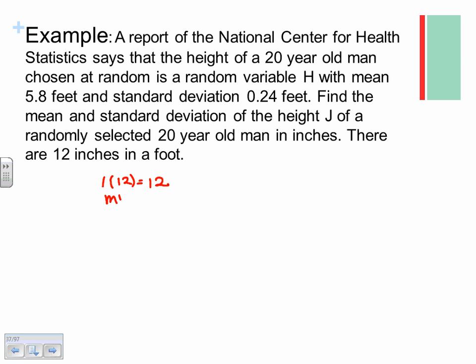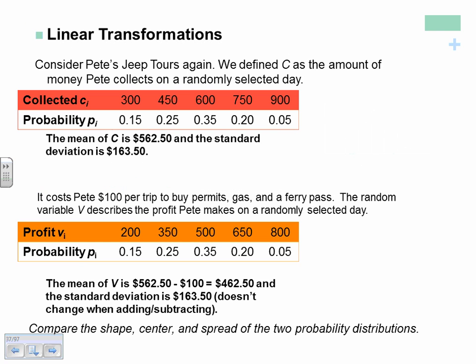So if I am multiplying, think about what changes and what doesn't change. The things that change are the mean and the standard deviation, but not the shape. So to find my new mean, I'm going to take 5.8 times 12, and I would have 69.6. To find my new standard deviation, I'm going to take my old standard deviation times 12 and get 2.88. All right.